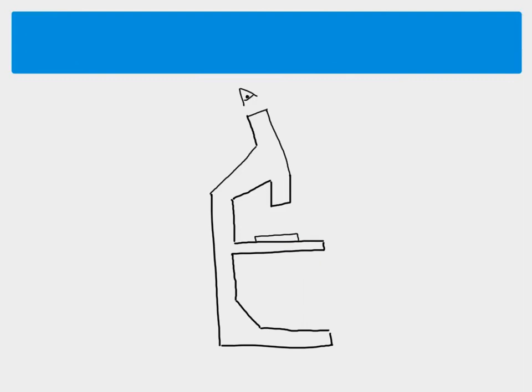We look through the top here, through the eyepiece, and this eyepiece is a lens, and you can actually remove it. The lens usually has a magnification of times 10. We then down here have usually 2 or 3 other lenses, which we call the objective lenses, and those lenses have magnifications of times 4, times 10, and times 40. So that's usually what the 3 objective lens magnifications are.